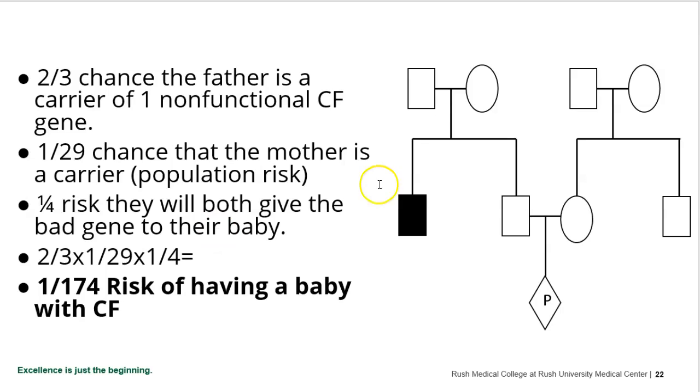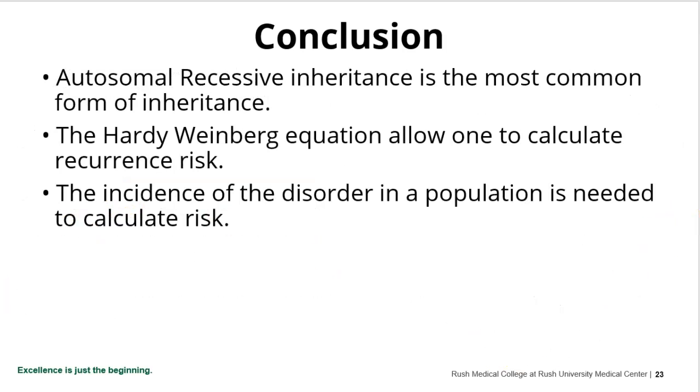If I give a pedigree that a sibling is affected, this individual's at 2/3 chance of being a carrier because they don't have it. And this is the same question they're going to ask you, whether they call it cystic fibrosis or disease X or whatever they ask you. So, in conclusion, autosomal recessive disorders are the most common inheritance. Hardy-Weinberg allows us to calculate recurrence risk, and the incidence of a disorder in the population needs to be calculated.